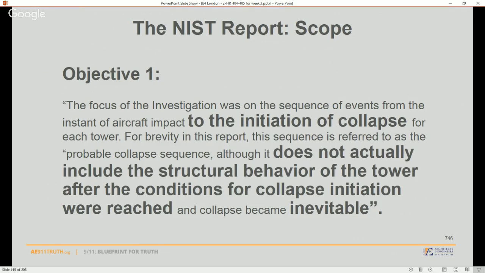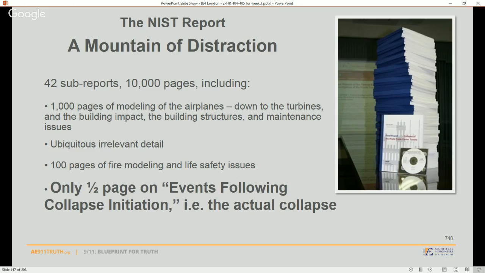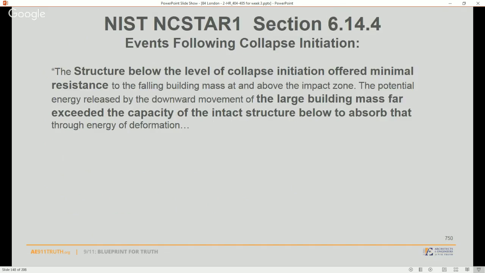In fact, they even say it does not actually include the structural behavior of the tower after the conditions for collapse initiation were reached, and collapse became, they claim, inevitable. Wait a minute. You mean you spent 10,000 pages, 20 years, 1,000 pages modeling the airplanes, every turbine in the plane, 100 pages modeling life safety issues. It's a bunch of ubiquitous, irrelevant detail that doesn't even explain, except for 1/2 page, the events following collapse initiation. Well, let's see what they say on that 1/2 page.